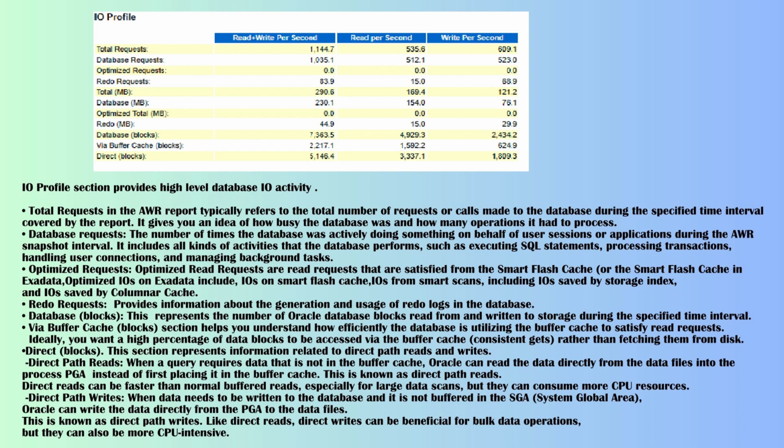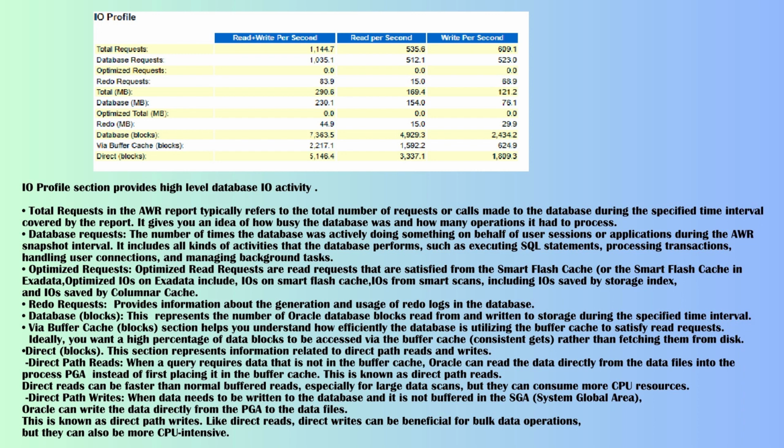Direct blocks. This section represents information related to direct path reads and writes. Direct path reads: when a query requires data that is not in the buffer cache, Oracle can read the data directly from the data files into the process PGA instead of first placing it in the buffer cache. This is known as direct path reads. Direct reads can be faster than normal buffered reads, especially for large data scans, but they can consume more CPU resources.